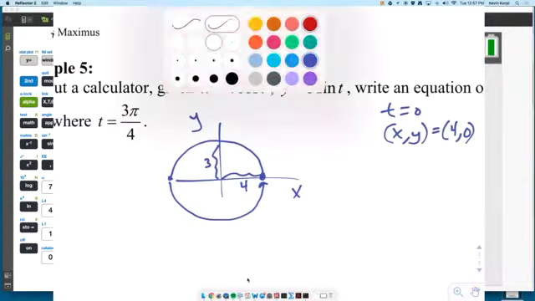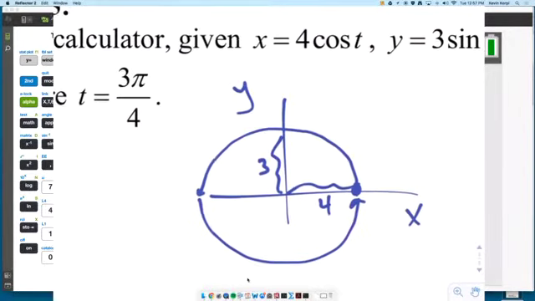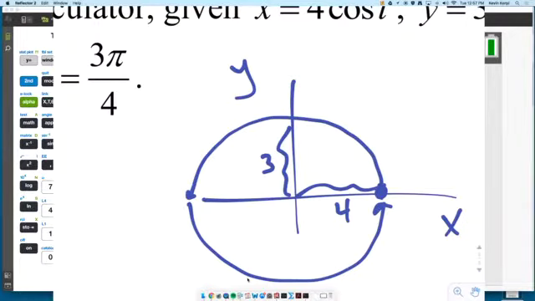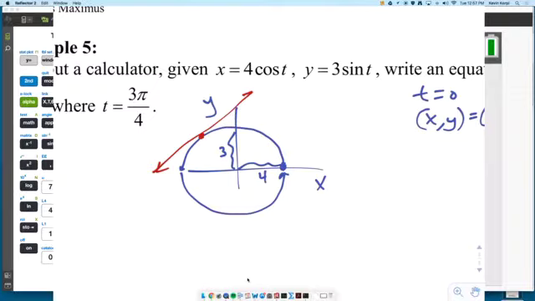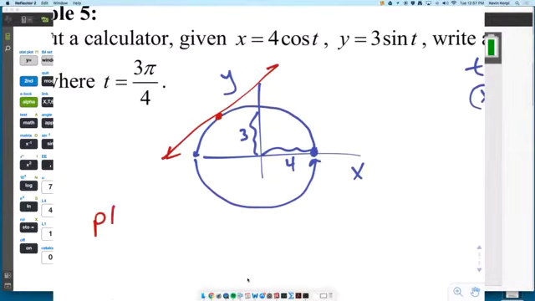But all that aside, I want to know when t equals 3 pi fourths, what is the slope of the tangent line? Well, 3 pi fourths is going to be over here. It's kind of like the unit circle. I want the equation of that tangent line. So what do we need for the equation of a line? Point and a slope. So let's go ahead and find the point.